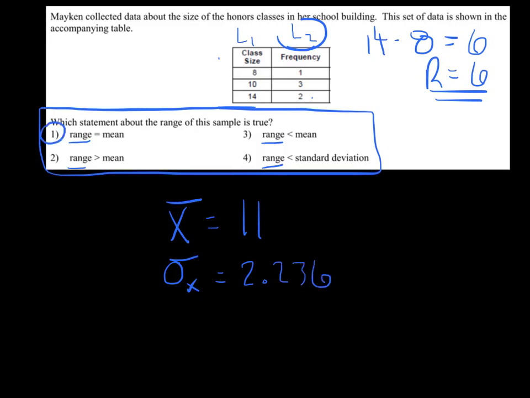So let's go through the choices one at a time. Number 1, does the range equal the mean? No siree. Number 2, is the range bigger than the mean? Again, 6 is not greater than 11, so we'll cross that off. Is the range smaller than the mean? Yes, I like that one. Just to make sure, the last one at 4 here, is the range smaller than the standard deviation? No, 6 is not smaller than 2.23, so we'll cross that one off.